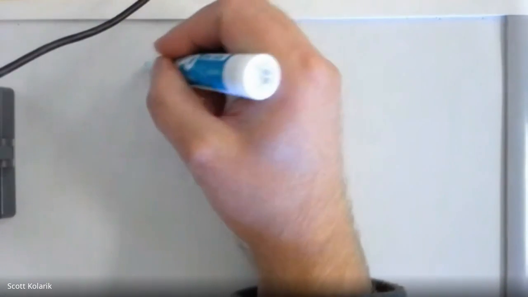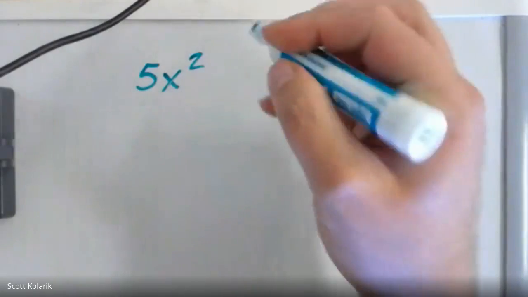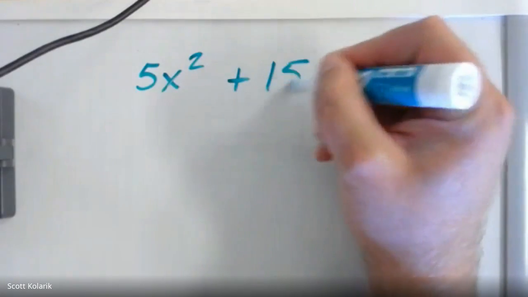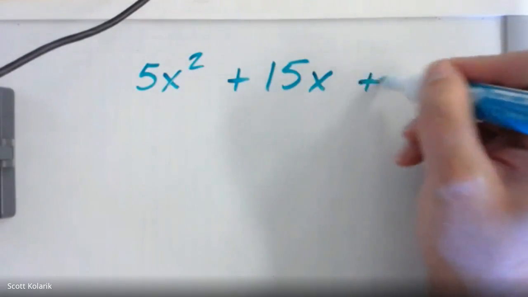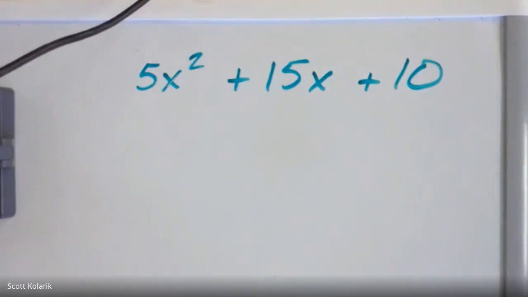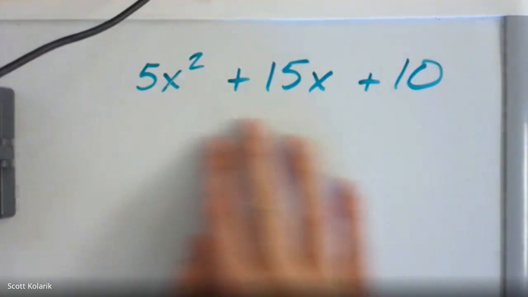So jumping to the whiteboard, in this first example, we're given 5x squared plus 15x plus 10. This is similar to what you might see on your assignment or on a chapter 2 test, and it will simply say factor. It's not going to tell you to factor using this strategy. It'll simply say, all right, factor this.